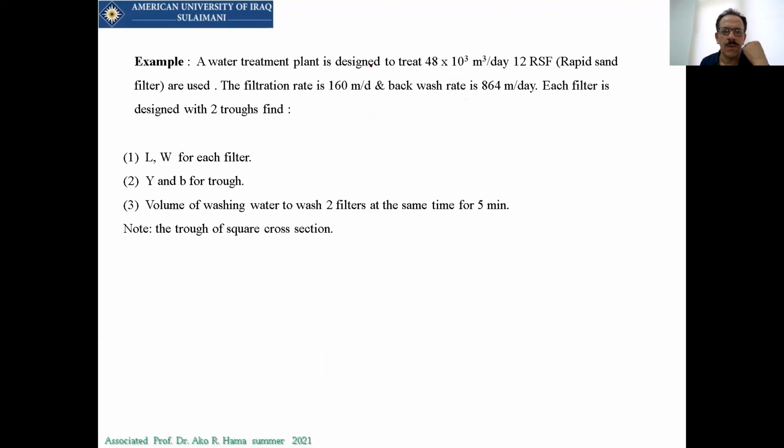When we have a treatment plant like this, we have 48,000 cubic meters per day. This is the flow that's needed, and usually for this city the maximum water flow will be used. This is the capacity of the treatment plant. Now, the water treatment plant is designed to treat 48,000 cubic meters per day. 12 rapid sand filters have been used, meaning we have the Q and we have 12.